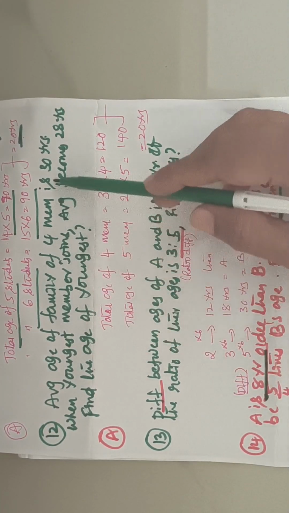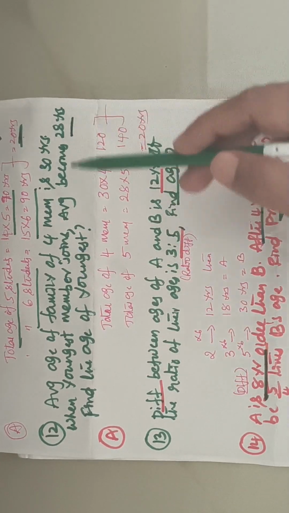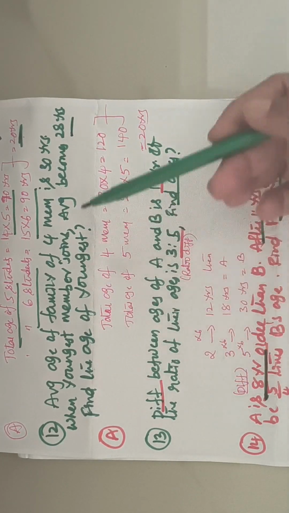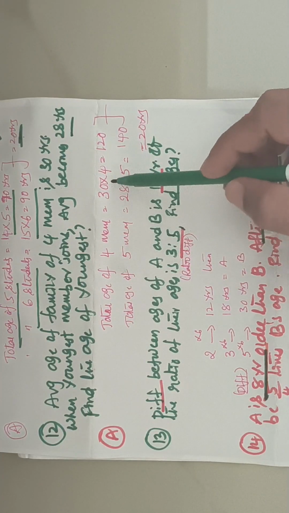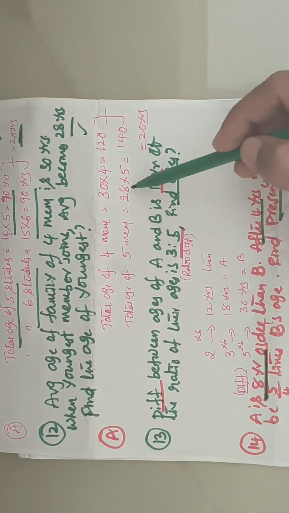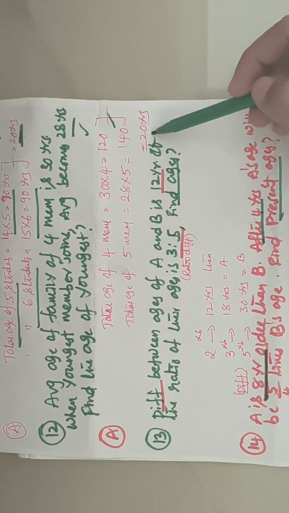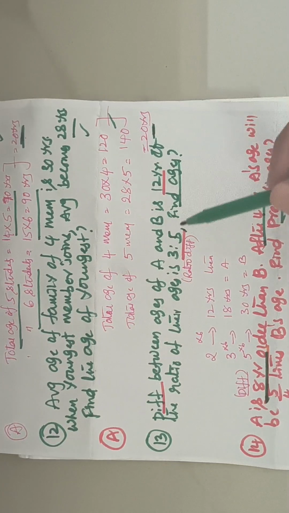Average age of family of 4 members is 30 years. When the youngest member joins, average becomes 28 years. Find the age of youngest. Same, just like earlier method. Total age of 4 members is equals to 30 into 4, 120. Total age of 5 members is equals to 28 into 5, 140. The difference is equals to 20 years. So the age of youngest is 20 years.